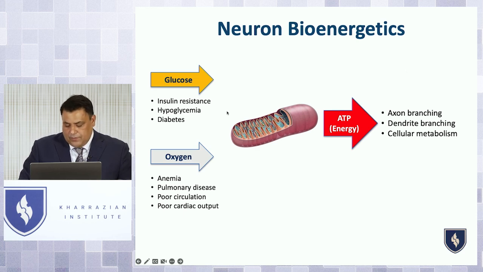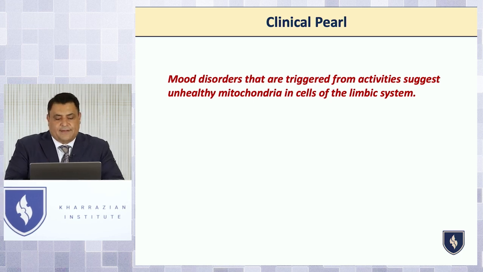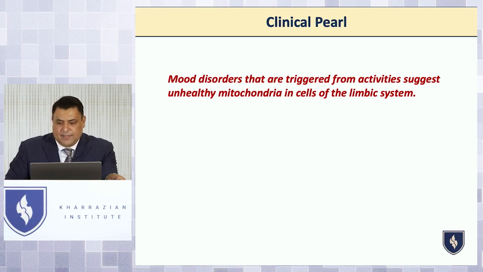Now, your biggest clue that you have a person with mitochondrial cellular involvement in mood disorders is the following: the mood disorders are triggered from activities. So the clinical profile of mood disorders triggered from activities suggests unhealthy mitochondria in cells of the limbic system. So fatigue causes their depression. If fatigue causes their anxiety, you know that the cells in the limbic circuits are involved. And you've got to get that mitochondrial activity up.